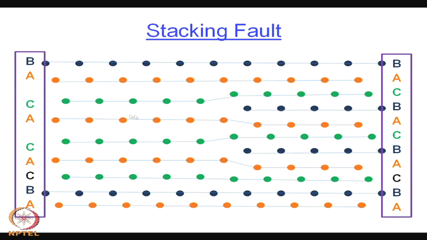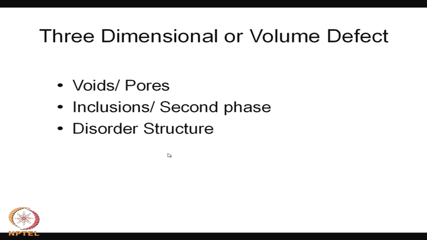Sometimes it is also called a volume defect because it extends over some volume, it can extend to 3 dimensions. So, in some references you will see stacking fault defined as a 2 dimensional defect, in other cases they define it as a 3 dimensional defect. So, these are the 3 different surface defects or 2 dimensional defects we have mentioned earlier.